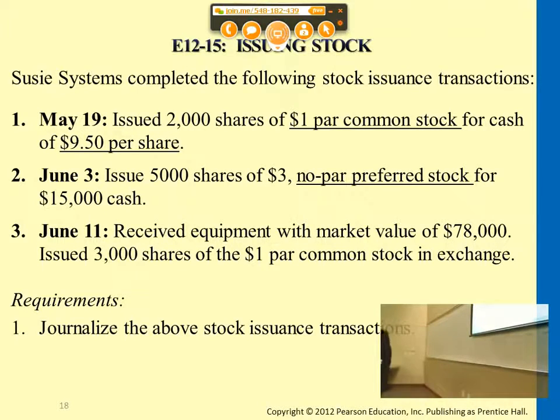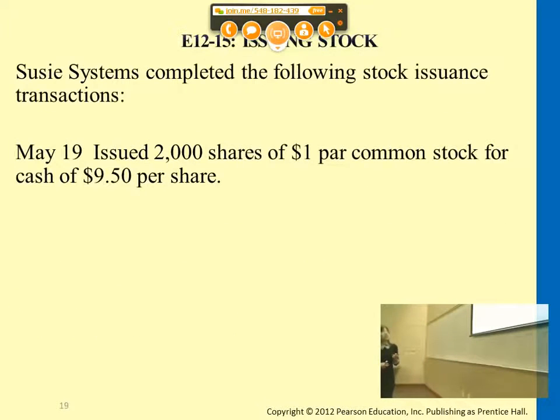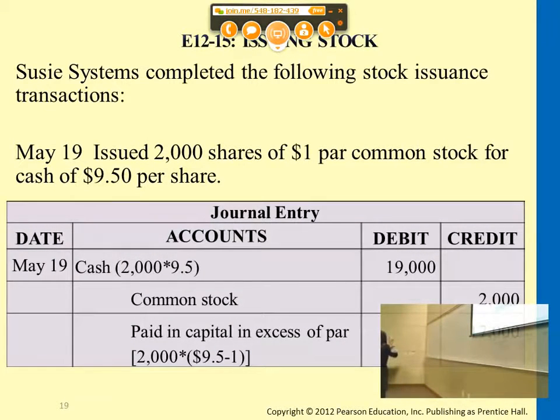So if we want to journalize this transaction, there'll definitely be cash because the company is issuing stock for the purpose of getting cash here. There'll be common stock. There's also paid-in capital in excess of par. Okay, so for this transaction, May 19th, there will be three accounts here. Debited: cash, 2,000 shares times the issue price.